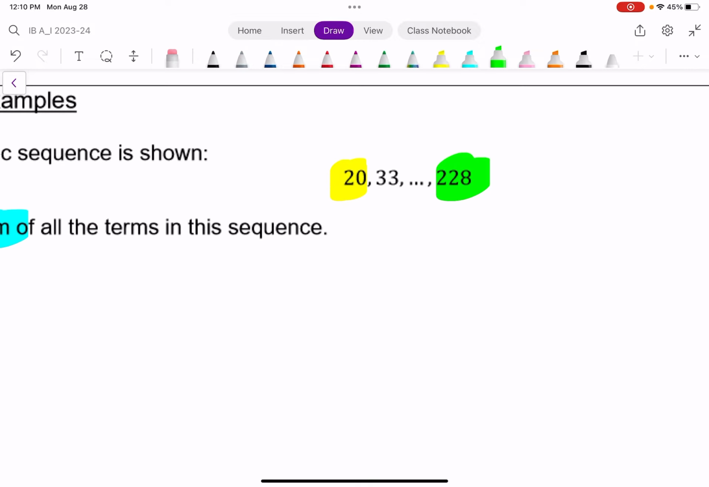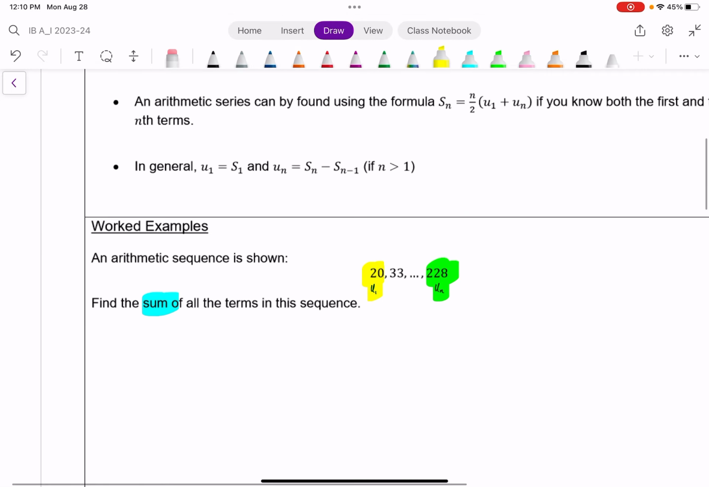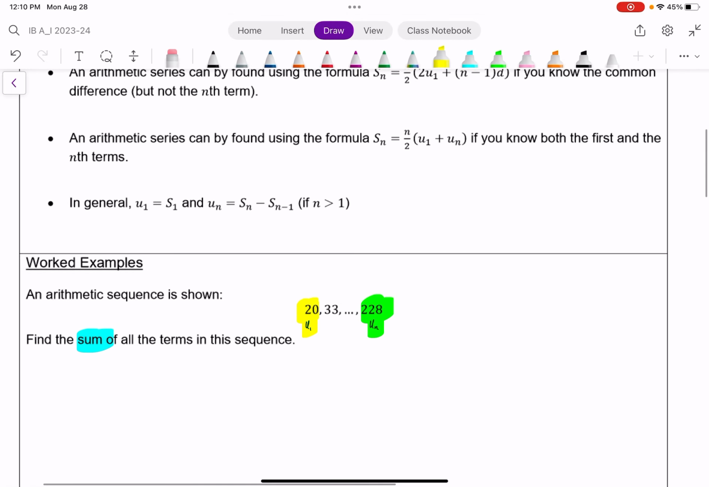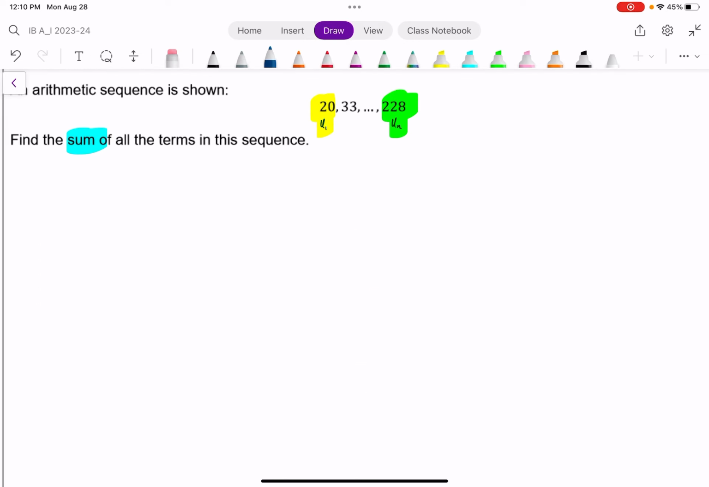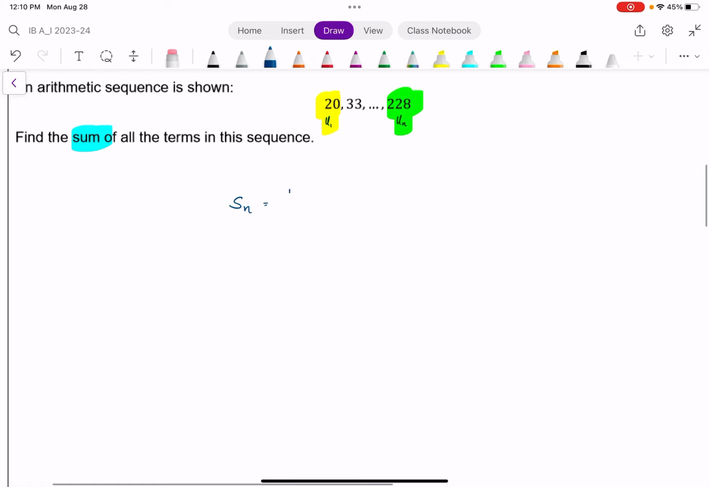And so quite often we label the first term U1. The last term, I don't know what term it is, so I'll call it Un, but I do know it's the last term here that's being added up. And so when we know the first and last term of a sequence or a series, to find the sum of them, this tends to be the most helpful, so I'll start with that. However, we don't know how many terms we're adding up.